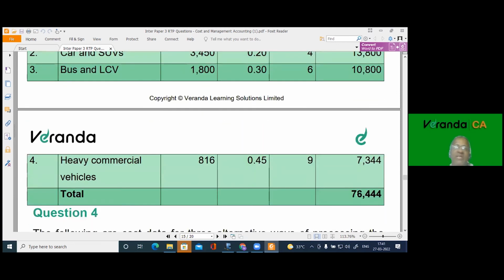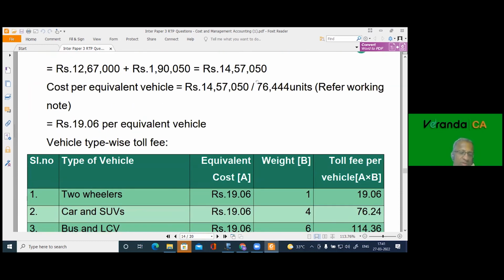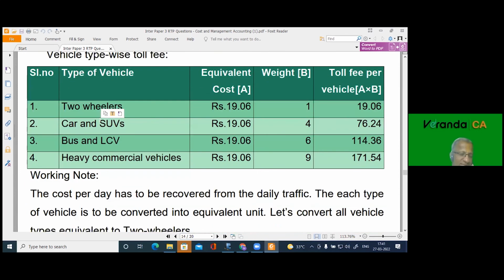You get 76,444 as a denominator with 1457,050. You get for equivalent two-wheeler 19 rupees and 6 paisa. If this is considered for two-wheeler, 4 times is this, and 6 times and 9 times, and that is the way we are getting the toll fee per vehicle.